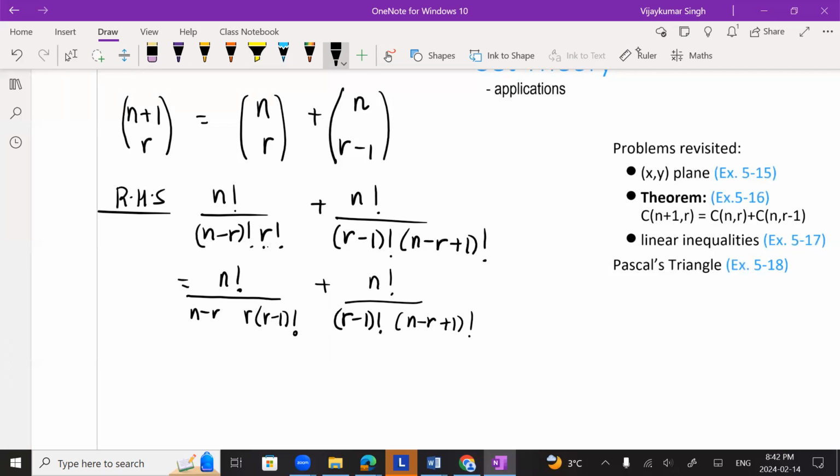And here we have n minus r factorial. Now I want to break it like this. Which one should I break? Do you agree that this can be broken now into n minus r plus 1 times n minus r factorial?